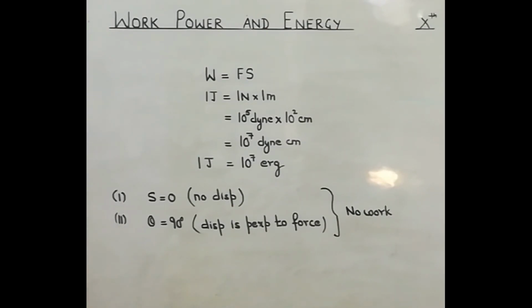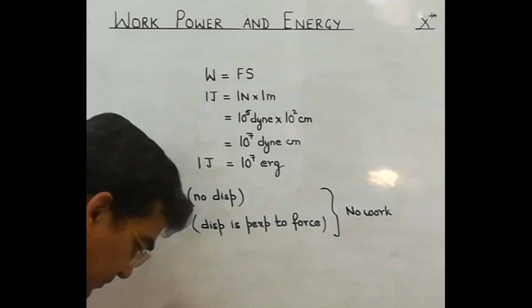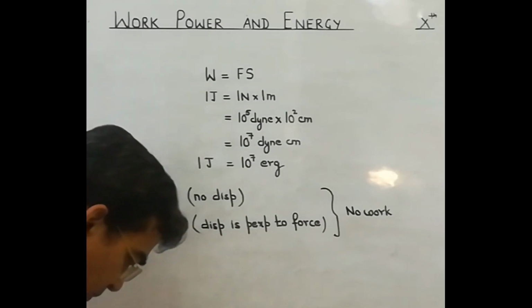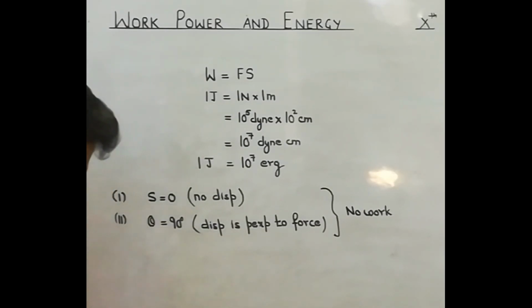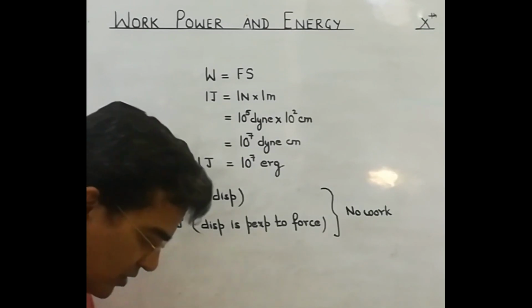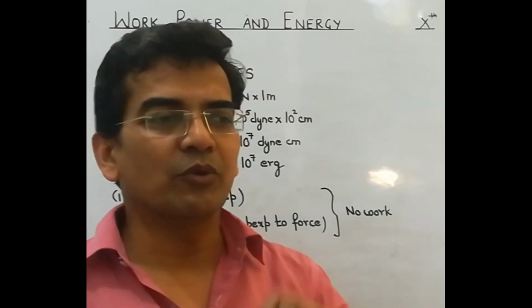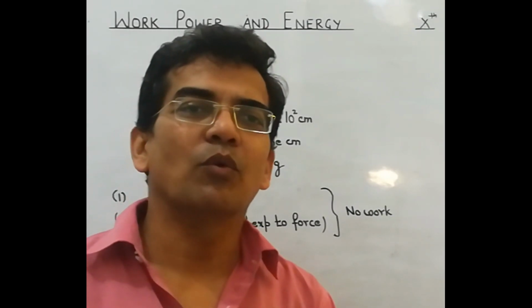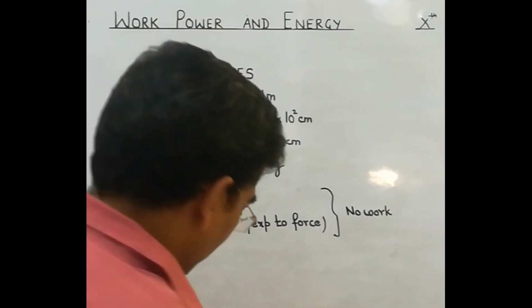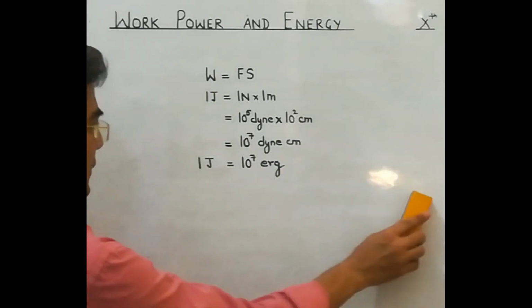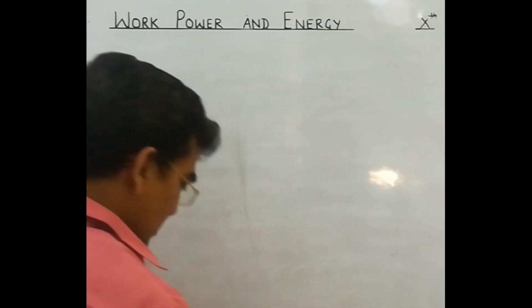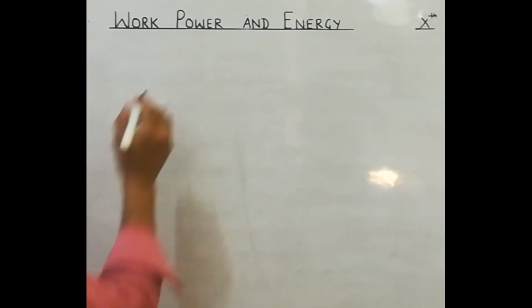So this was all about work done. The next topic that we have is power. Now let's see what power is. For power, they say it is the rate of doing work. Now what do we mean by rate of doing work? Rate of doing work means work done in 1 second.